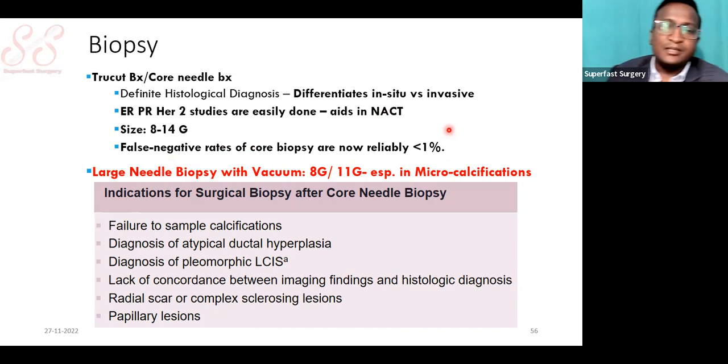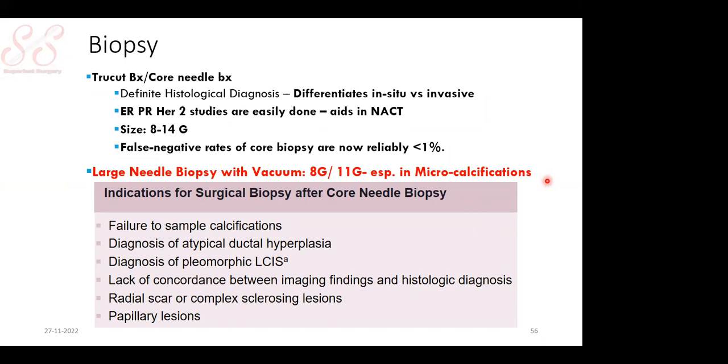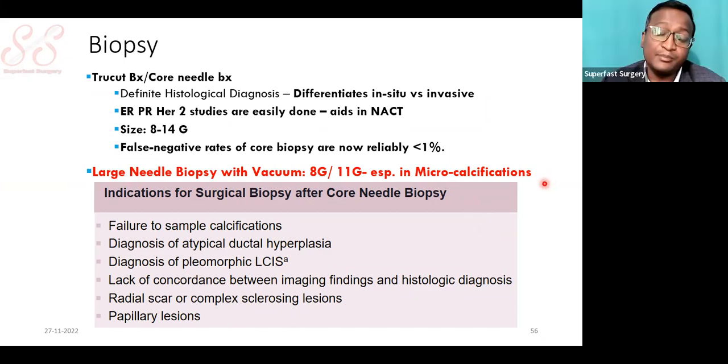Large needle biopsy with vacuum, that is also known as vacuum assisted biopsy, is the technique coming up in breast cancer, especially in microcalcification. And this line is mentioned in Bailey, so it is one of the important points, like where is the role of vacuum assisted biopsy. So it is microcalcification. Now, the indication of surgical biopsy after core needle biopsy.